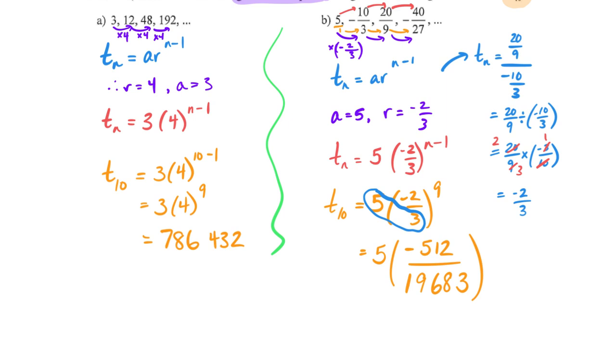So I got to that point in my orange. Now I should be good to just take my 512, multiply it by 5. There is my negative 2,560, and there is no reducing that fraction.